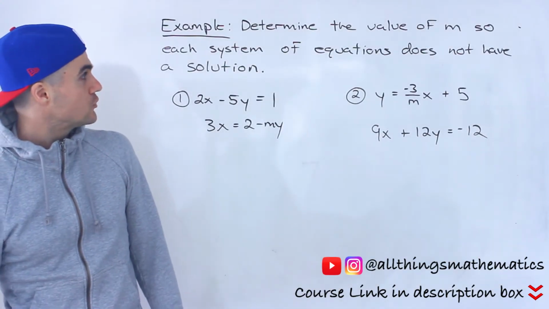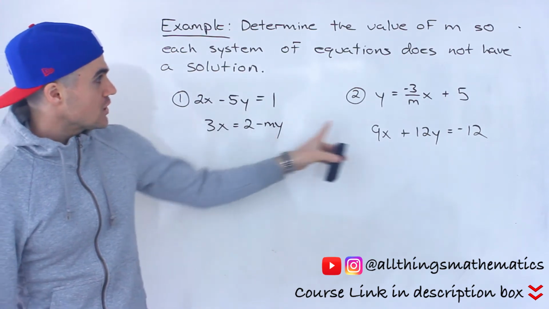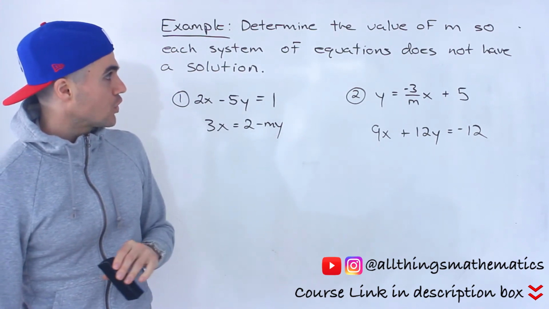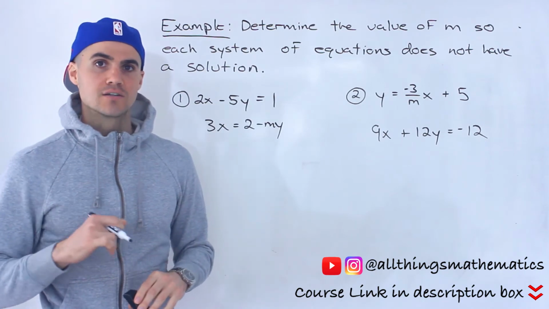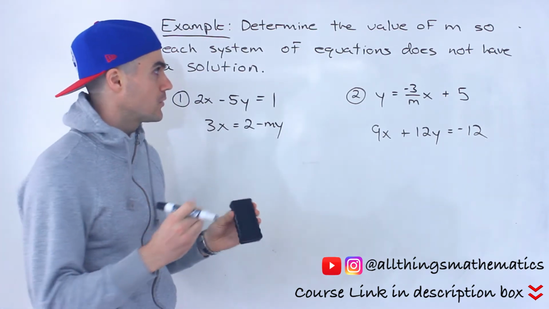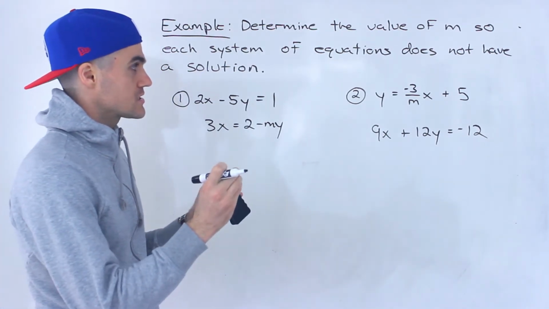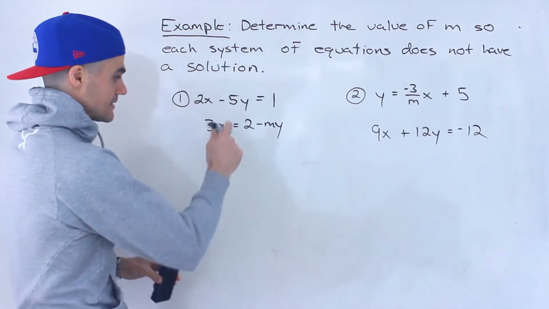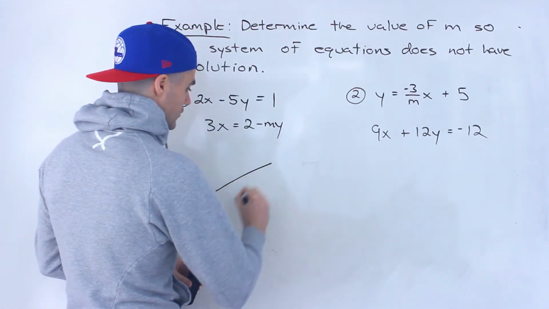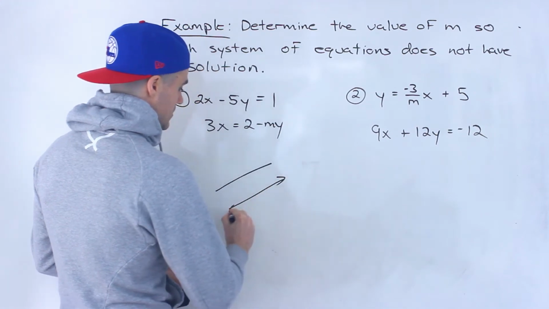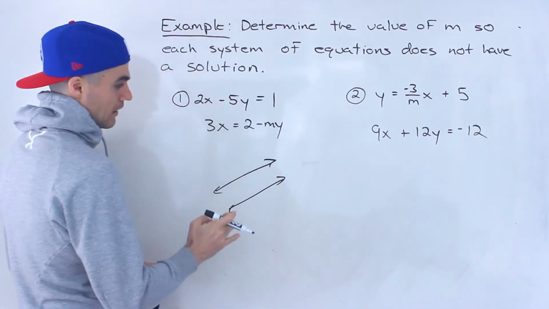Moving on to the next question. We have to determine the value of m so that each of these systems of equations does not have a solution. Just in general, if you remember, if a system of equations does not have a solution, it means that the two lines don't have an intersection point, and so they're basically two parallel lines.